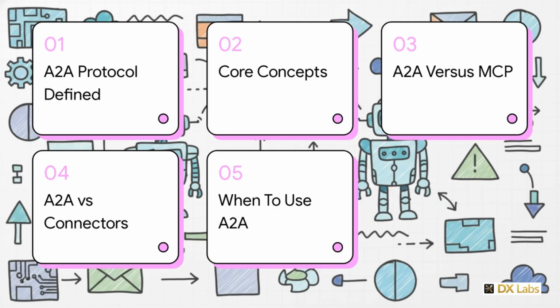So here's our learning path for this explainer. We're going to define the A2A protocol, break down its core architectural concepts, compare it against other modern standards like MCP, see how it stacks up against traditional connectors, and finally look at exactly when to use it. Let's dive right in and define this core standard.